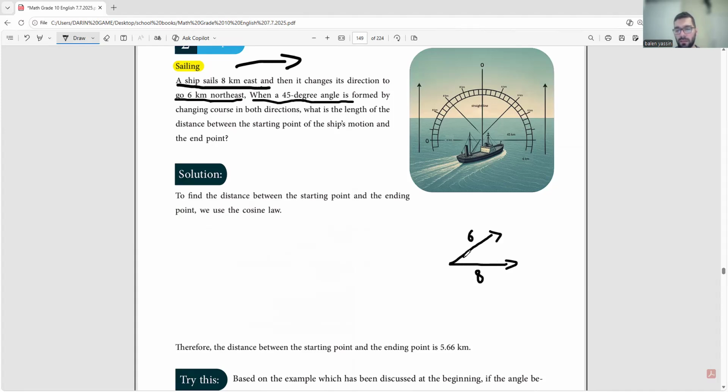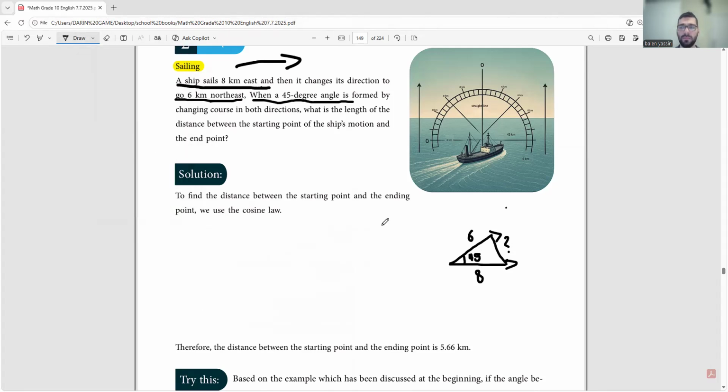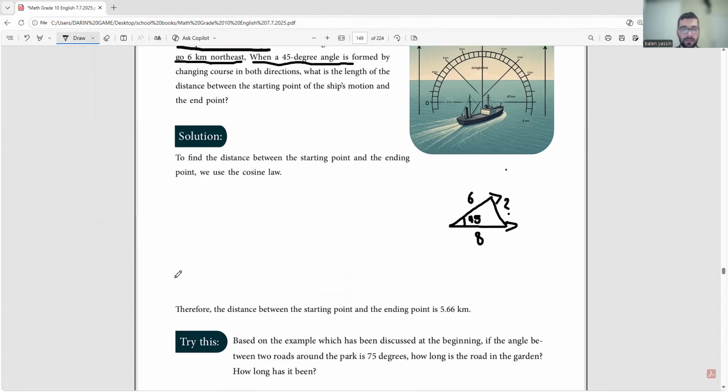And then you may be thinking, this is the 45 that we're talking about, right? And then this is the other side that we're going to find. Well, that's wrong because it doesn't make sense. You can solve it like the book did, but it really doesn't make sense. Now, the one that makes sense is this one.